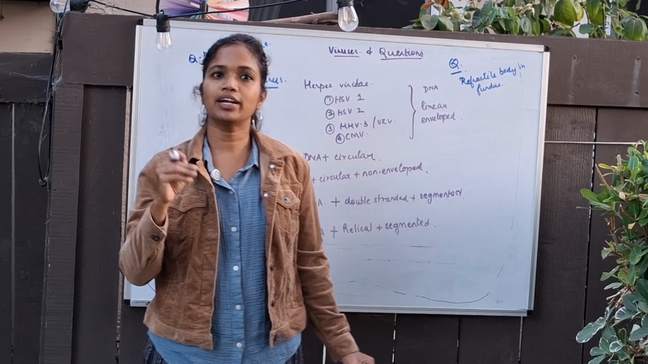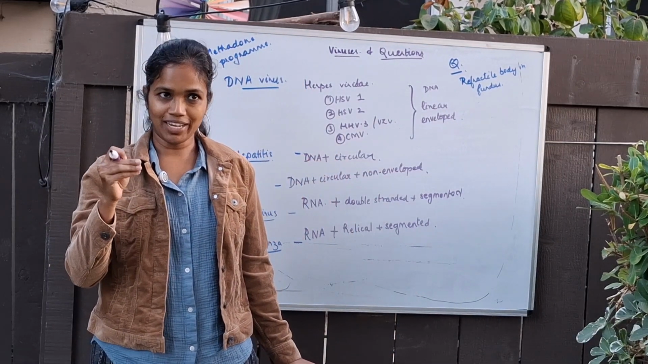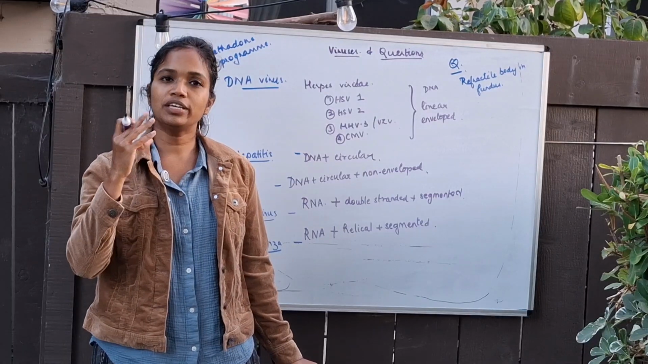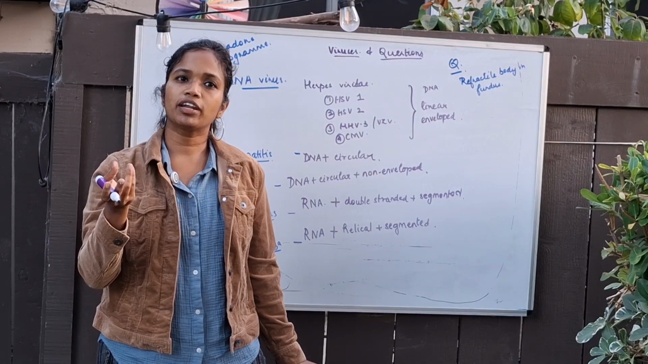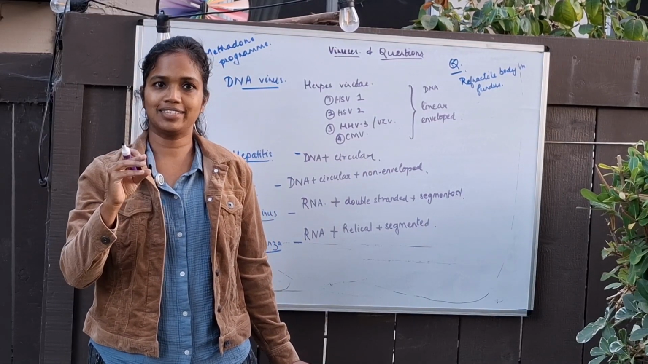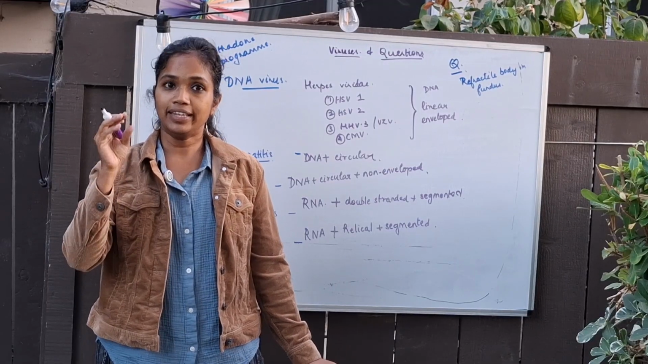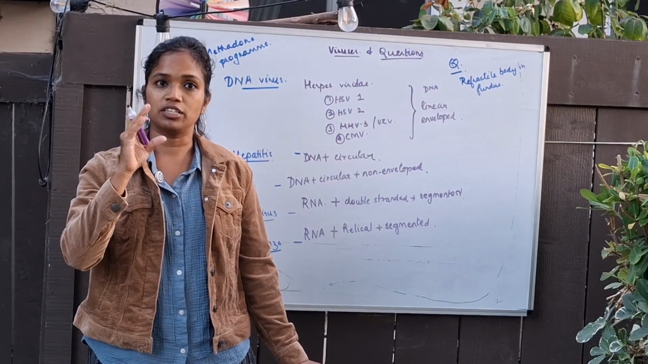You will also have another question on a refractile body in the fundus. When they tell you that in fundoscopy you see a refractile body, what does the refractile body indicate? The refractile body indicates that there is a foreign body in the retina which can be visualized in the fundus.